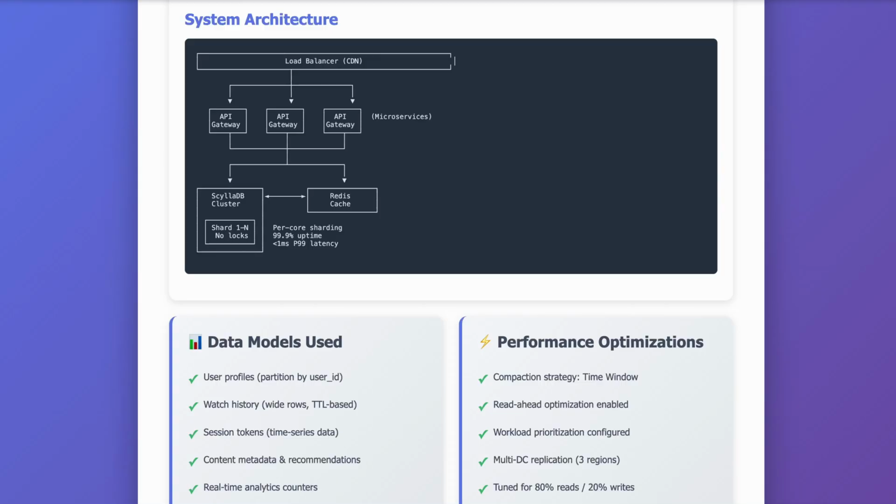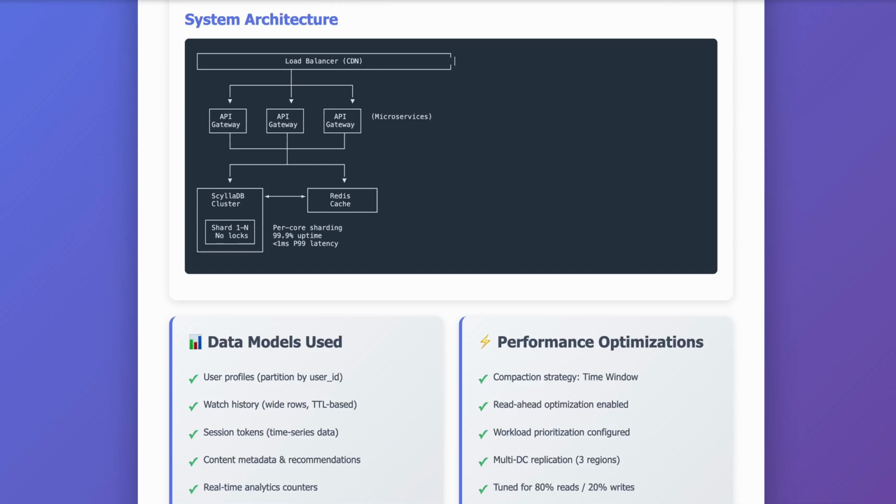For performance optimizations, they use time window compaction strategy. Read-ahead optimization is enabled. Workload prioritization is configured. They have multi-data center replication across 3 regions. And the system is tuned for 80% reads and 20% writes.